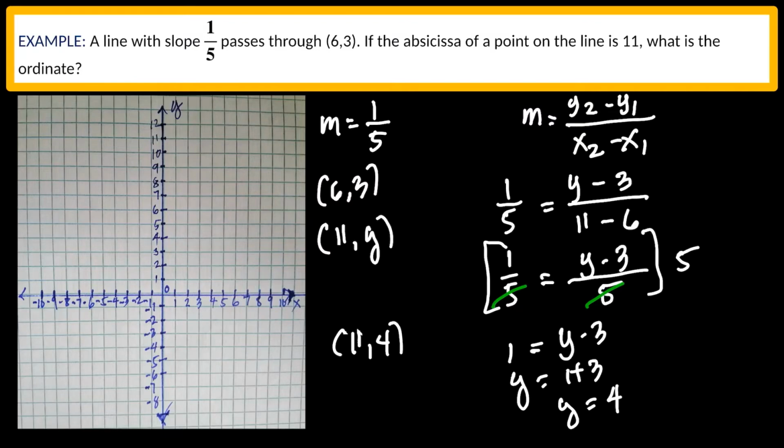Okay, so let's try to plot the points. So we have 6 and 3. 6 and 3 is here, and we have 11 and 4. So 11 is here and 4 is somewhere here. Okay, and so if we're going to connect the points, okay, this is the line whose slope is 1 over 5.